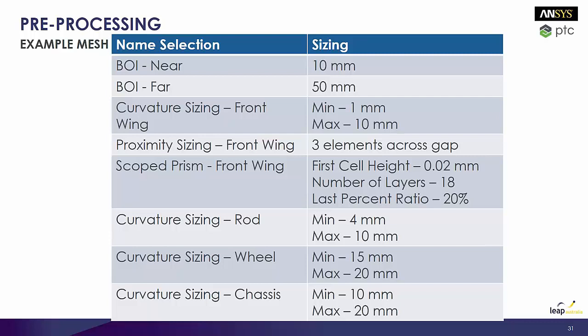We've also scoped prisms to that as well. I think I was aiming for a Y plus of 5, so the first cell height is 0.02. We've got 18 layers and the last percent ratio is 20%. That's just an inflation term I'll talk about later on. I've also realized, just by doing this run a couple of times, that I need to have some sort of sizing around the rods, the wheels, and just the chassis as well.